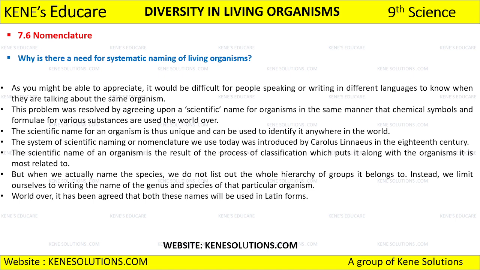But when we actually name the species, we do not list the whole hierarchy of groups it belongs to, right? If I have to name a species, I'm just going to use the genus and the species name. I'm not going to have the entire table with me, including the phylum and kingdom to which it belongs. I won't have that information with me, right? So, the world over, it has been agreed that both these names will be used in Latin form. Which words, the genus and the species, will be used all over the world. Okay.